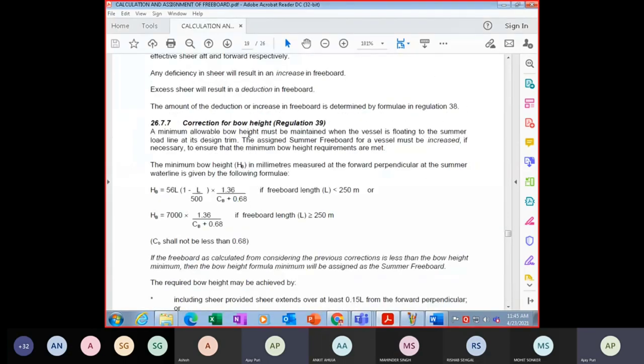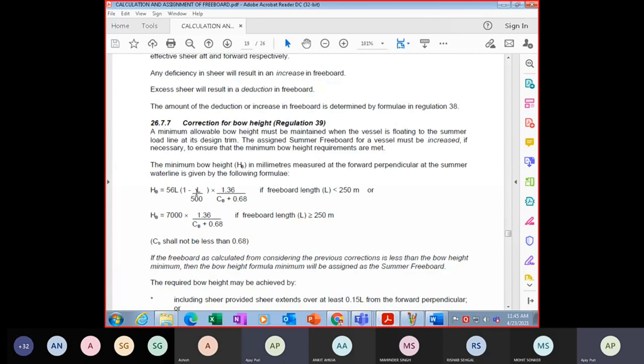So minimum allowable bow height has to be maintained when a vessel is floating to the summer load line at the design trim. So the assigned freeboard for the vessel must be increased if your bow height conditions are not met, then your freeboard has to be increased. What is your minimum bow height? That is in millimeters, measured at the forward perpendicular at the summer water line.